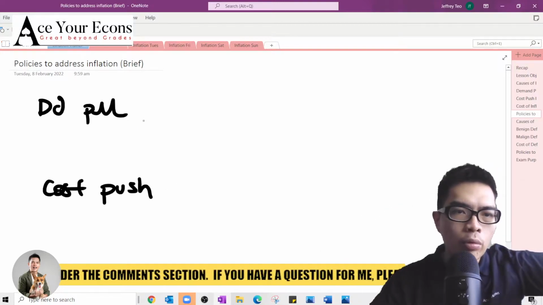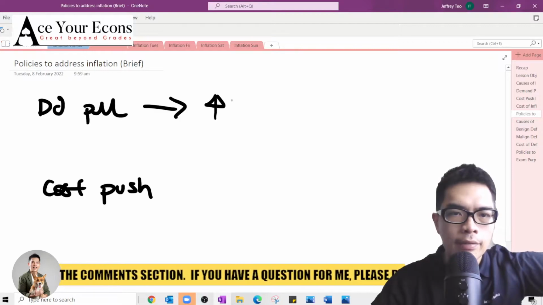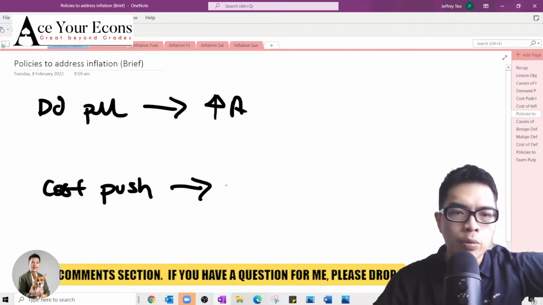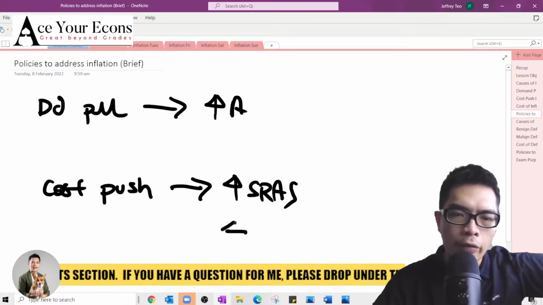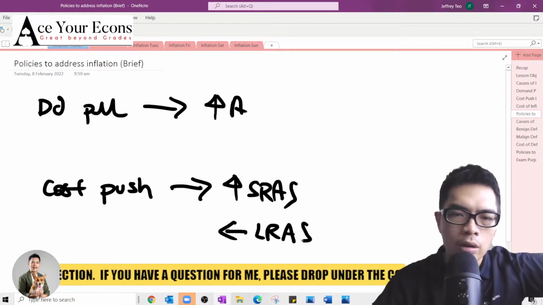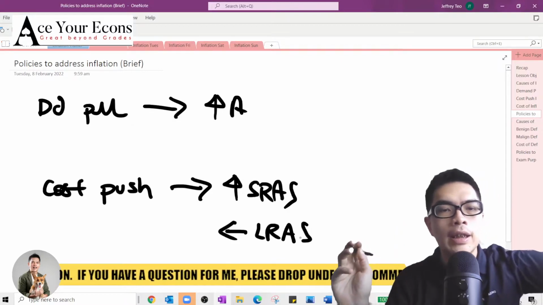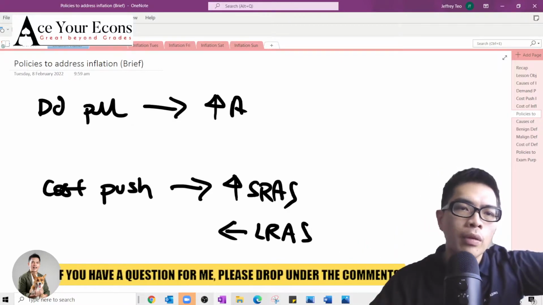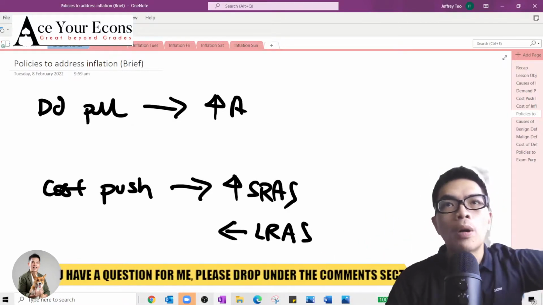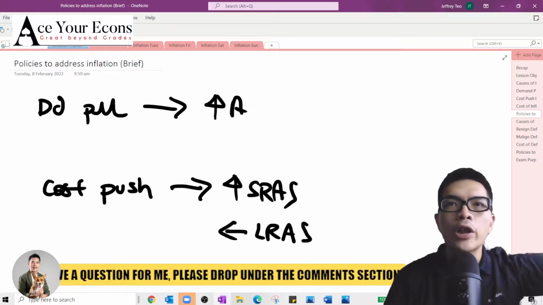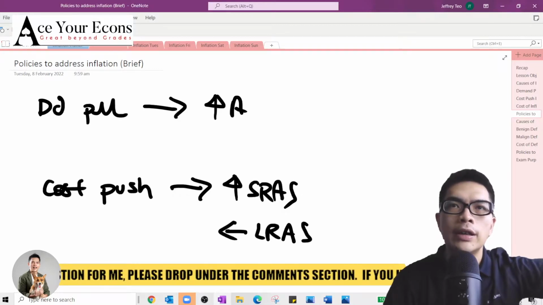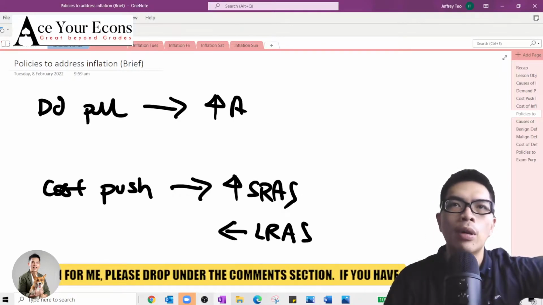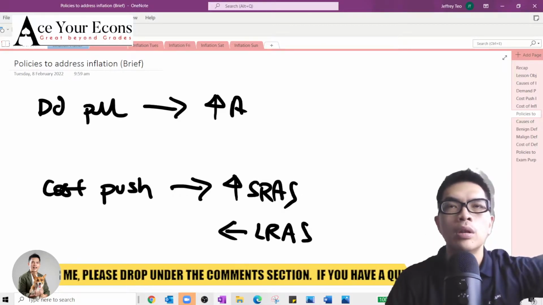So demand pull happens when there is excessive AD, right? Likewise, cost push happens when there is an upward shift in your SRAS or a leftward shift in your LRAS. Agreed? Getting the direction right is exceptionally crucial. So whenever you propose a policy, make sure you know what is the root symptom of the problem. Please write this down. You have to know what is the root cause of the problem.